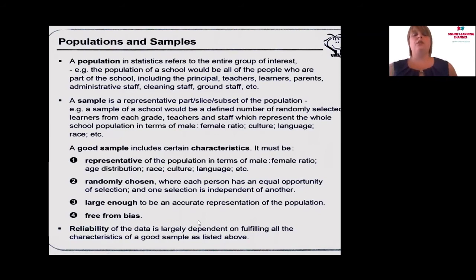It must be large enough. If you have 100 people, you can't just take 5 people and expect that 5 to represent the whole number. You will miss out on a lot of information. Free from bias. Yeah, I think that's self-explanatory. Reliability of the data is largely dependent on fulfilling all of the characteristics of a good sample as listed above. So if you don't have a good sample, your data might lack the reliability that you need.